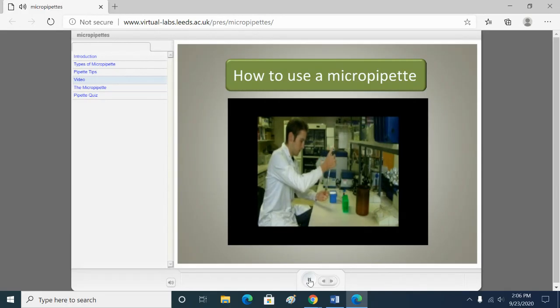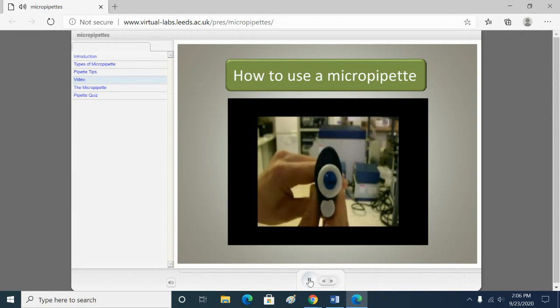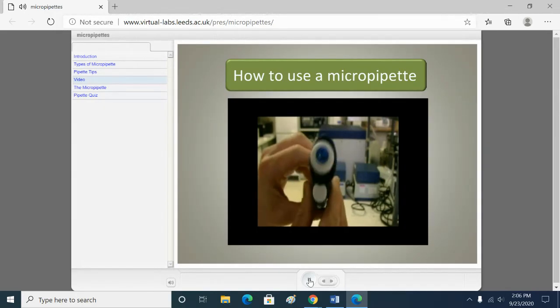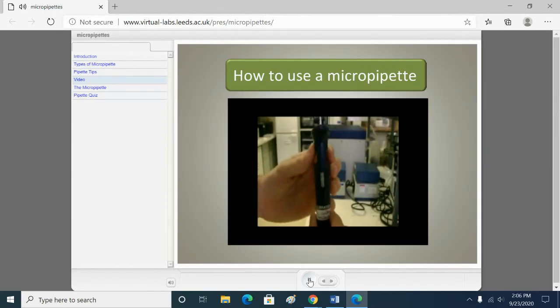It is important that the pipette is always held vertically to prevent liquid entering the internal mechanism, as this will irreparably damage the instrument. On the top of the micropipette is a volumetric guide that defines the maximum volume that can be dispensed, in this case 1000 microliters or 1 ml.